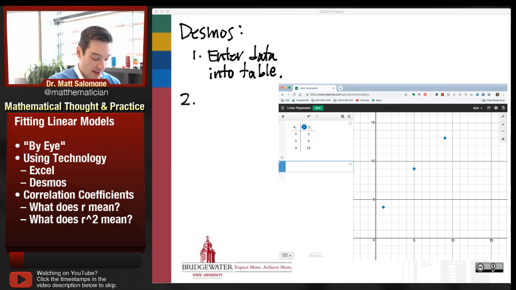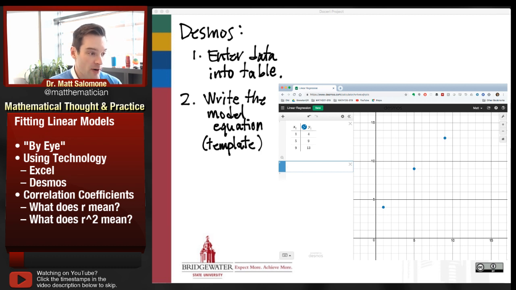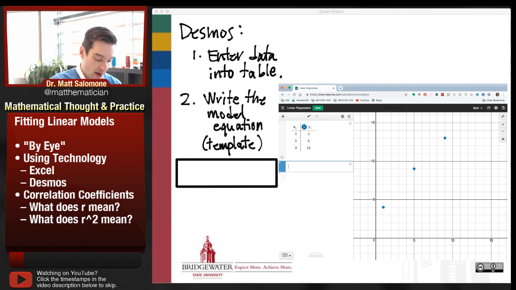Then, what I like to do is I like to just write down the model equation. And what I mean by model equation is like a template. You're basically telling Desmos what kind of equation we are going to try and fit to this data. And at this point in our course, the only model equation template that we have familiarity with is the template for a linear equation. Y equals mx plus b. So I'm just going to write that, y equals mx plus b.